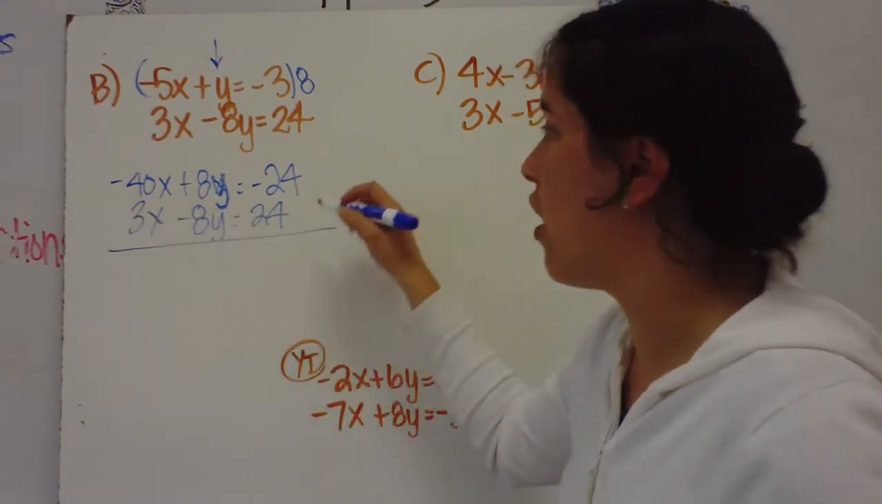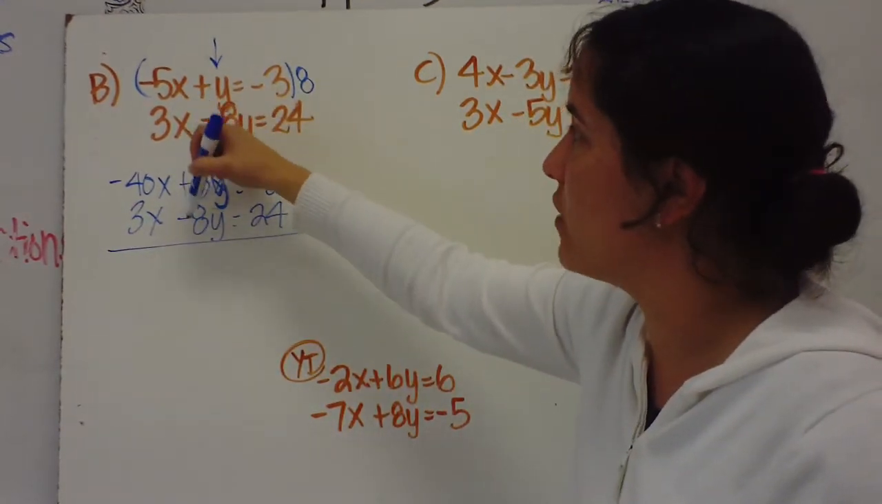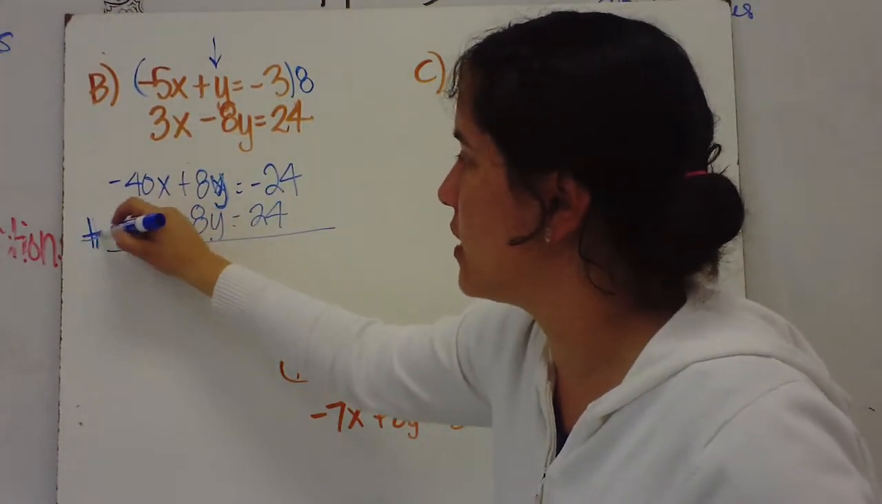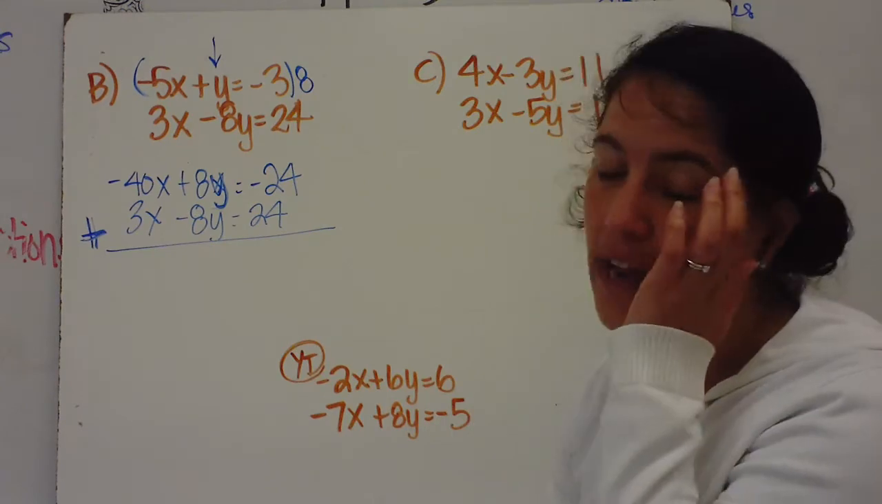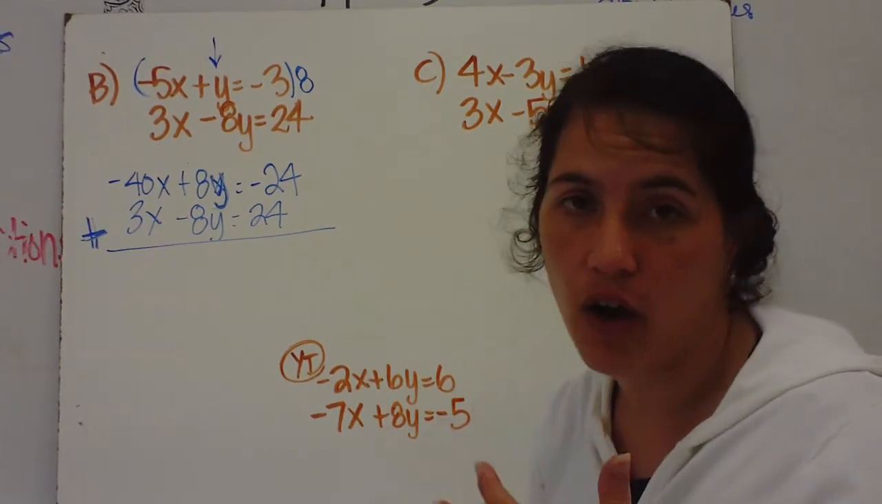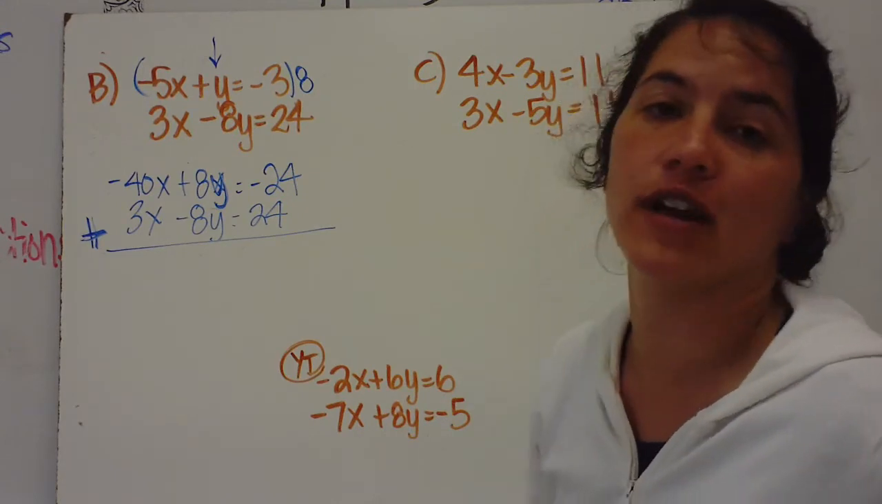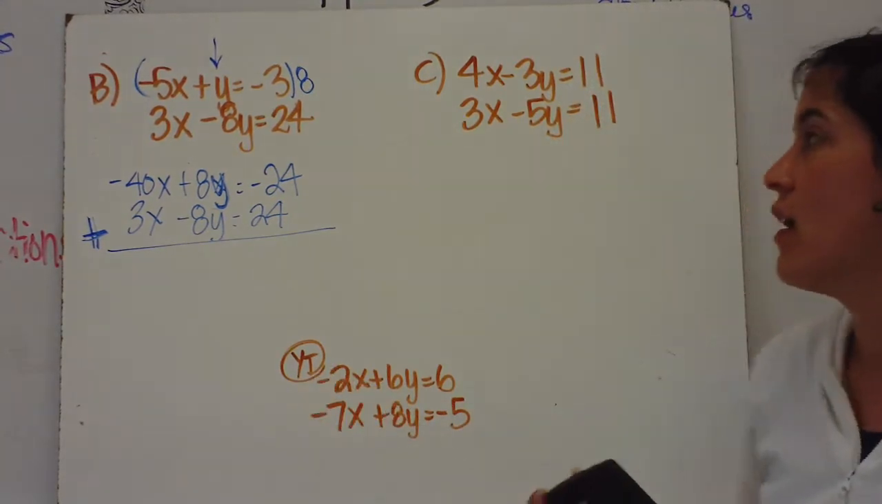And then you would solve. Because there's one positive and one negative, we would add these two equations. When I add those two equations, then I would solve for x, and then you would substitute back in. But I'm not going to go through all the steps right now because of the time.